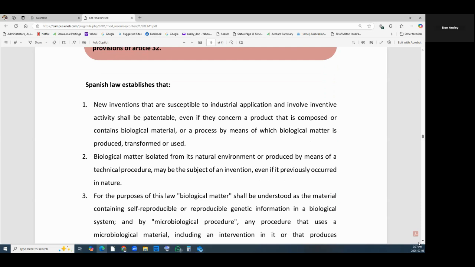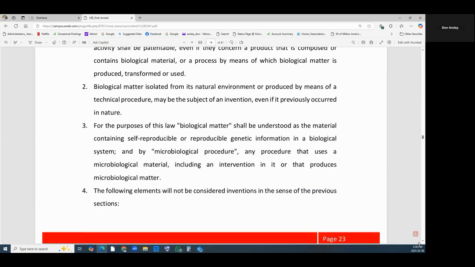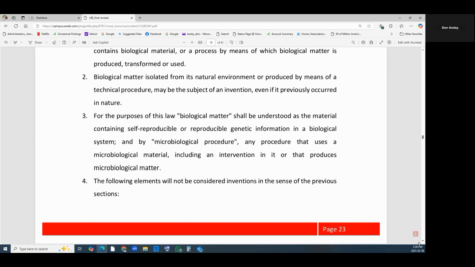shall be patentable, even if they concern a product that is composed or contains biological materials, or a process by means of which biological matter is produced, transformed, or used. Biological matter, isolated from its natural environment or produced by means of a technical procedure, may be the subject of an invention even if it has previously occurred in nature. For the purpose of this law, biological matter shall be understood as the material containing self-reproducible or reproducible genetic information in a biological system, and by microbiological procedure, any procedure that uses a microbiological material, including an intervention in it, or that produces microbiological matter.